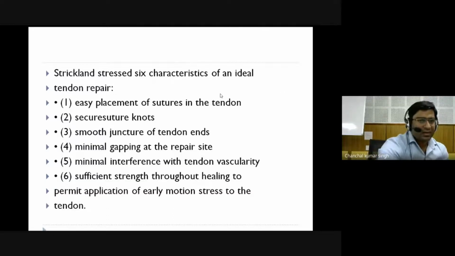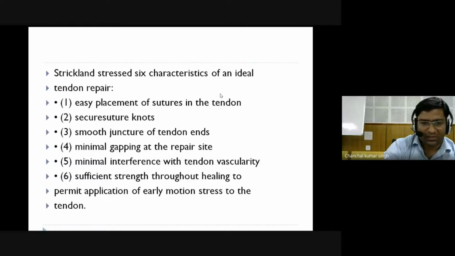So for ideal tendon repair, you need to know this. Strickland has given 6 criteria. The tendon sutures should be easy to place. The knot should be secure, and the tendon end should be smooth. There should not be any gapping at the repair site, and you should not be stripping the epitenon.